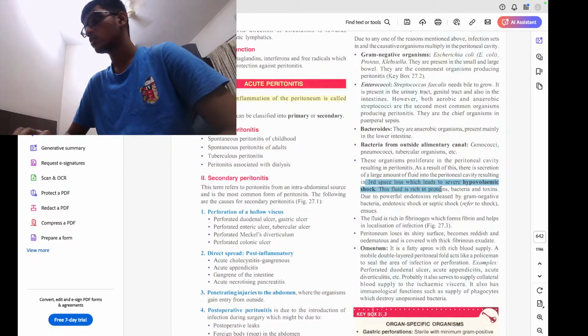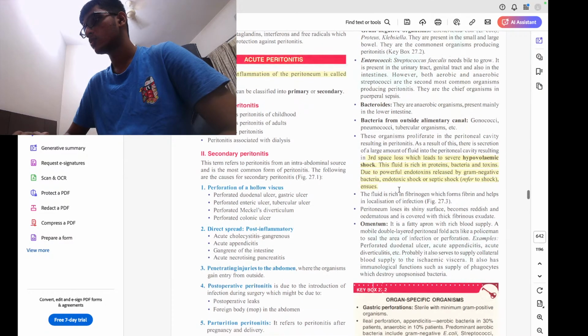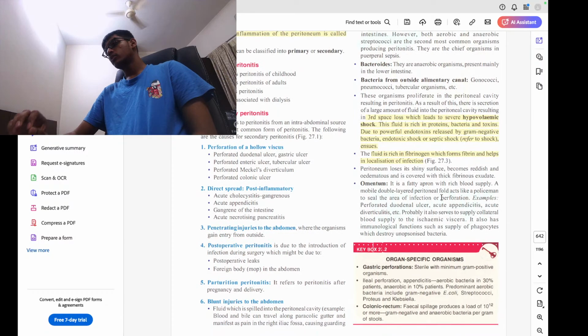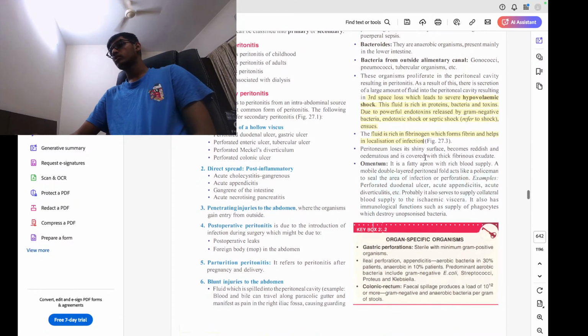This fluid is rich in proteins and toxins due to powerful endotoxins released by gram-negative bacteria. Toxic shock syndrome ensues. The fluid is also rich in fibrinogen, which forms fibrin and inhibits localization of infection. The peritoneum loses its shiny surface, becomes reddish and edematous, and is covered with a thick fibrinous exudate. The omentum is a fatty apron with a rich blood supply. A mobilized double-layer peritoneal fold acts as a policeman to seal the area of infection or perforation.